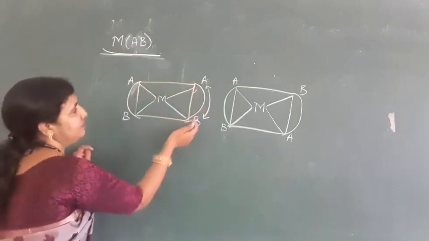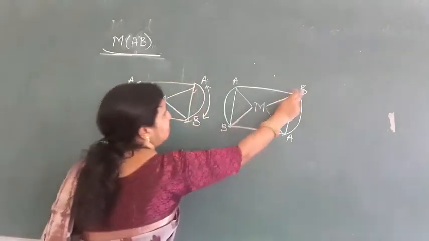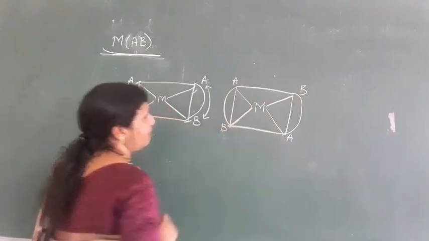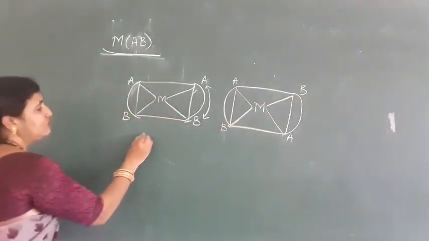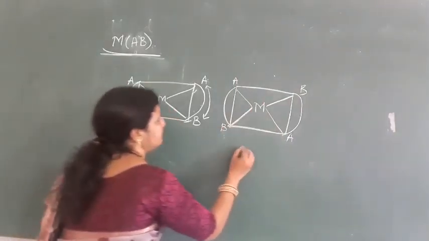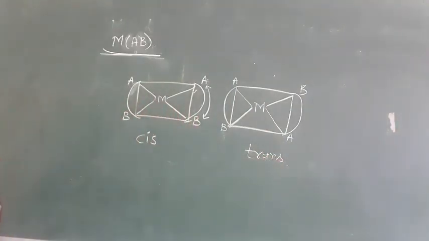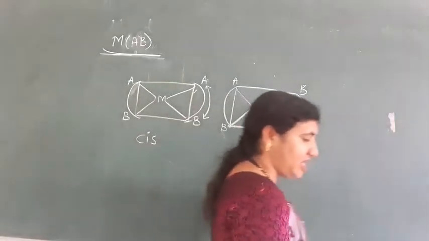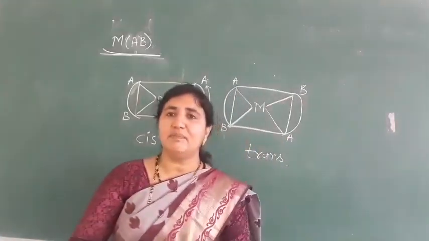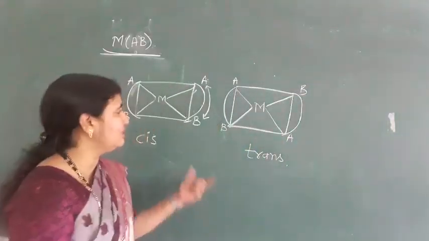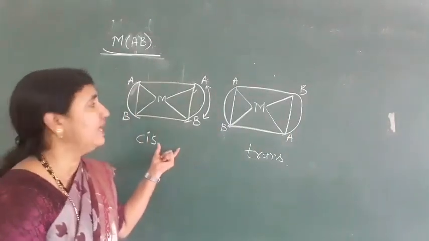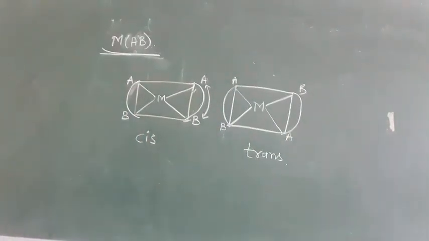But when we shift, what are we getting here? B and B opposite to each other, A and A opposite to each other. That's why geometrical isomerism is possible here. One is cis and one is what? Trans. So in a square planar structure, if we have an unsymmetrical bidentate ligand, then geometrical isomerism is possible. Okay, so we'll see an example.